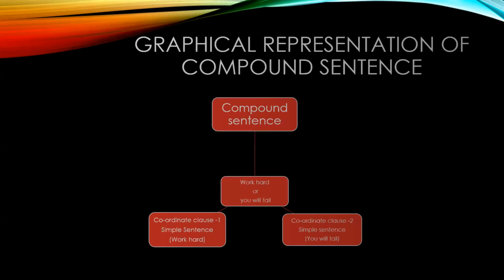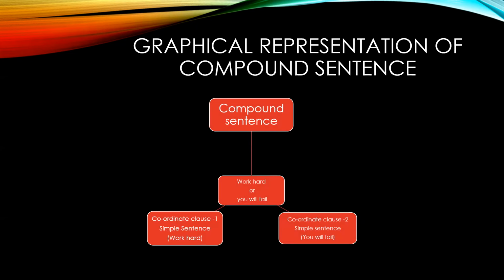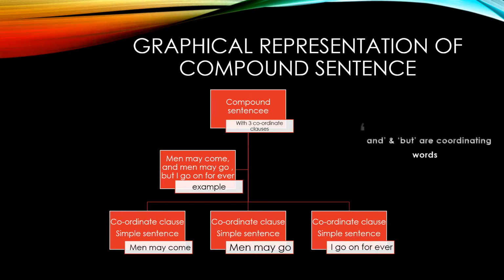If you look at the graphical representation of a compound sentence, "Work hard or you will fail." When you look into this, "work hard" is a simple sentence, that is a principal clause. "You will fail" is a simple sentence, that is a principal clause. But these two are joined by the word "or", that is the coordinating conjunction. So here, the compound sentence has two independent clauses, joined by the word "or".